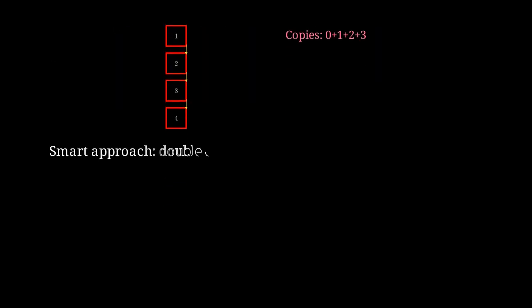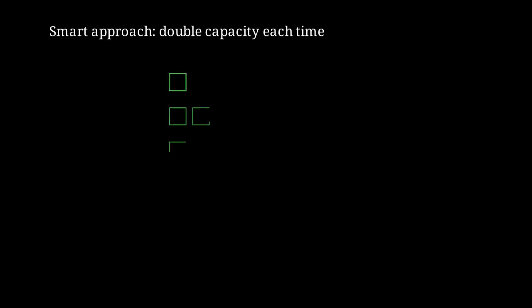The smart approach is doubling capacity each time we run out of space. Doubling gives capacity progression: 1, 2, 4, 8, 16. Each doubling happens less frequently as the vector grows. This doubling strategy achieves amortized constant time. On average, each push takes constant time.